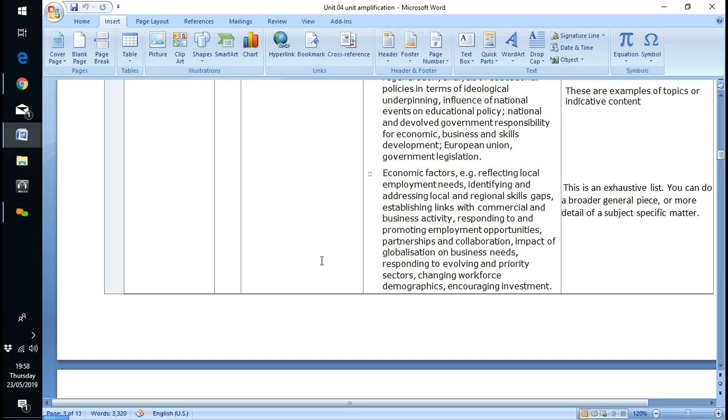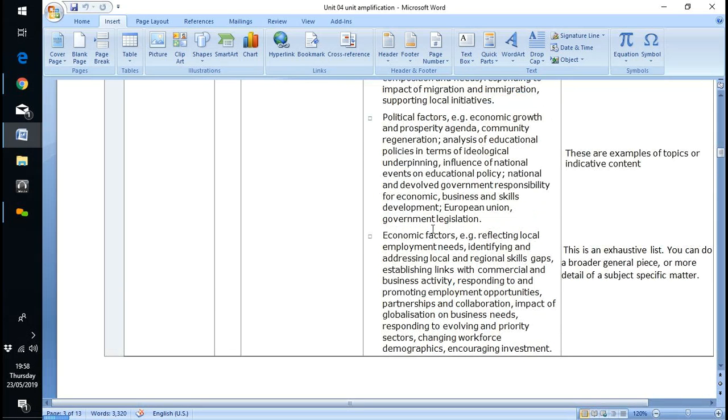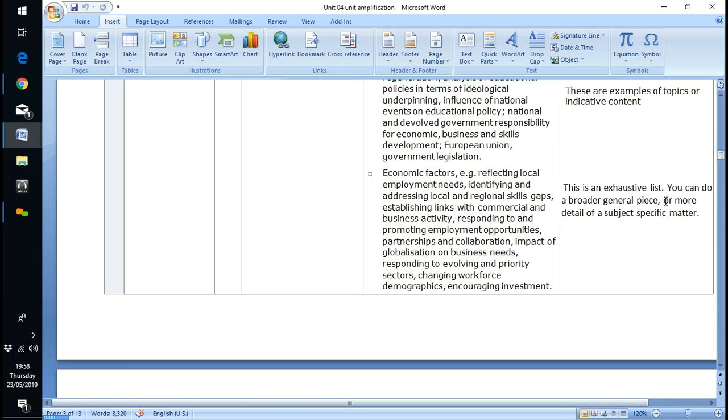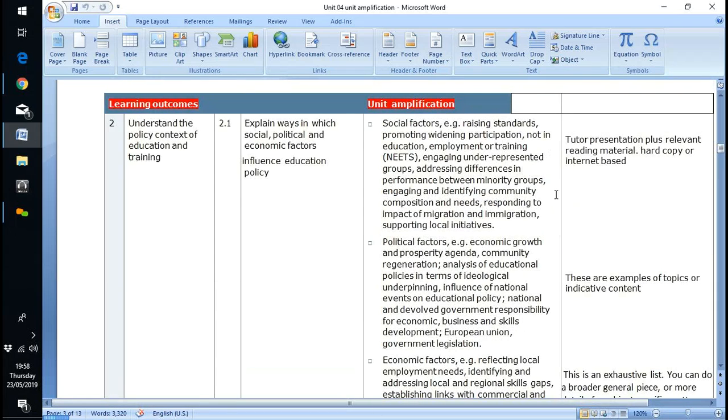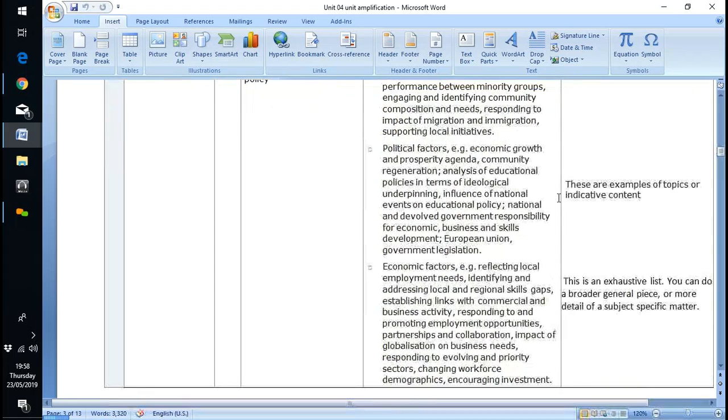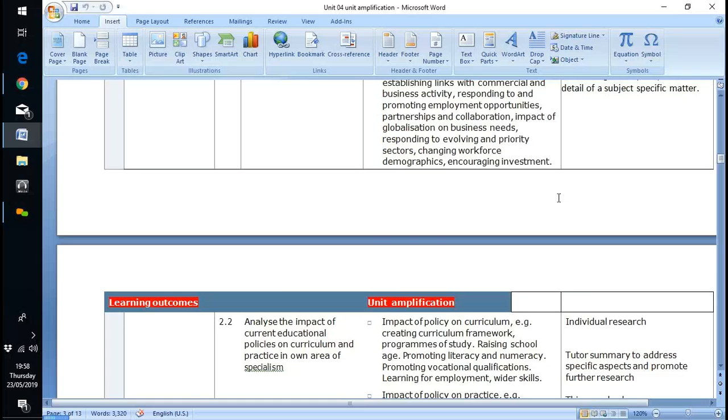The way things have changed in the last 40 years. So again, these are examples of topics of indicative content. It's not an exhaustive list. You can do a broader general piece or more details on a specific matter that you've got interest in. So I'd have a bit on social factors, a bit on political factors, and a bit on economic factors. That's good. I'd drop one and focus on two if you've got an interest in them.